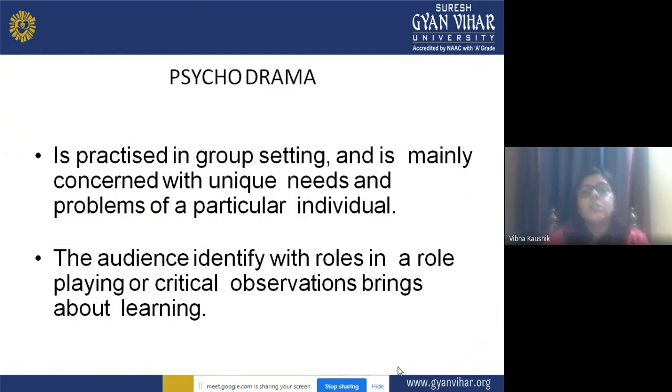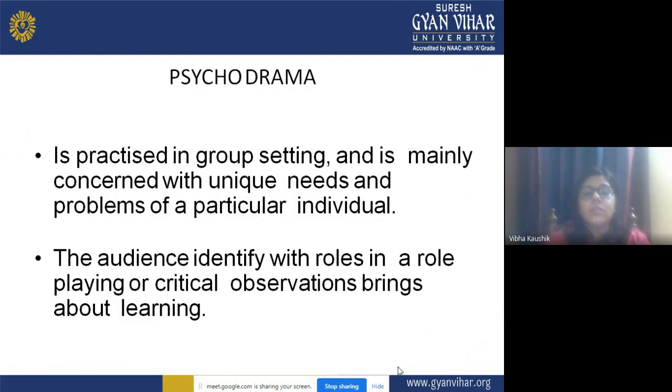Now the next one is psychodrama. Psychodrama is practiced in group settings and is mainly concerned with unique needs. It focuses on the unique needs and problems of a particular individual. What we are trying to say is that psychodrama is related to a specific person and that individual's needs and problems.